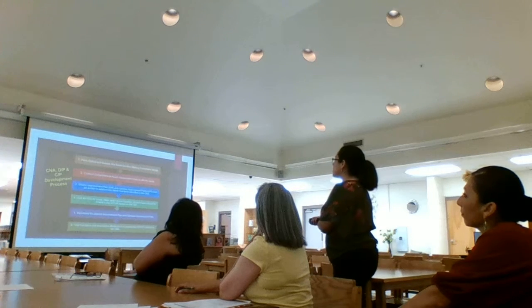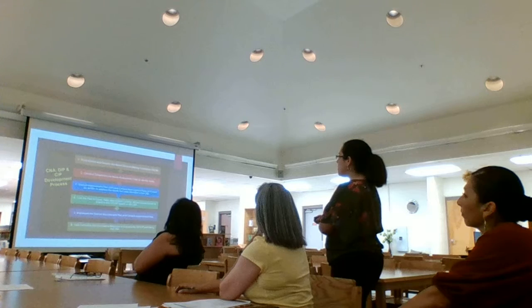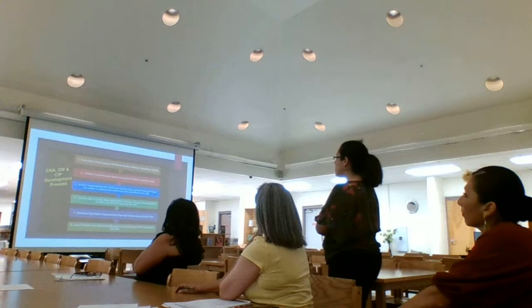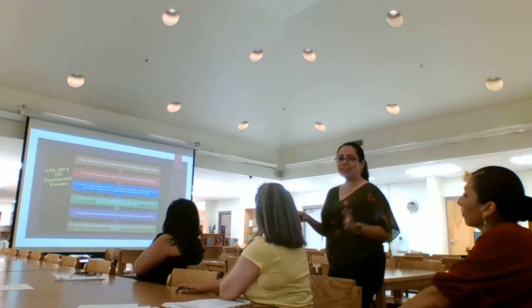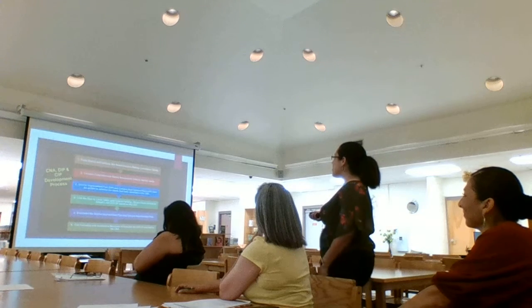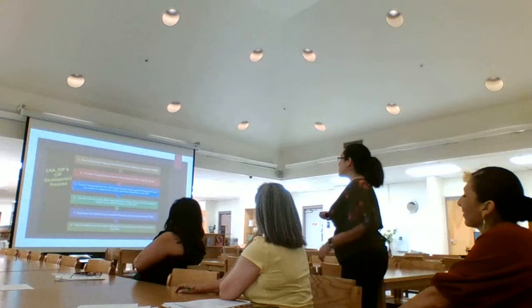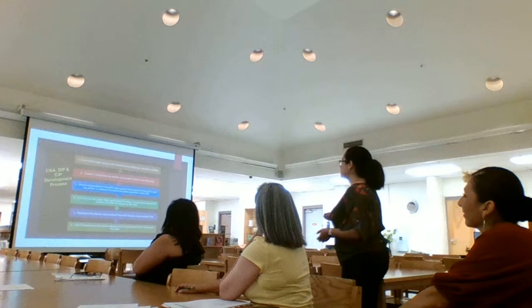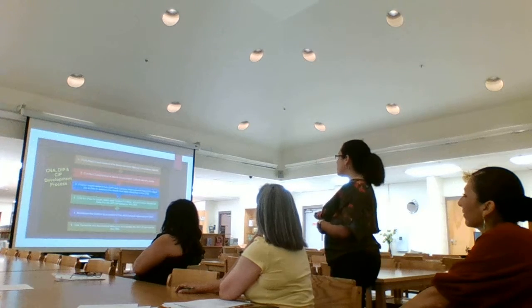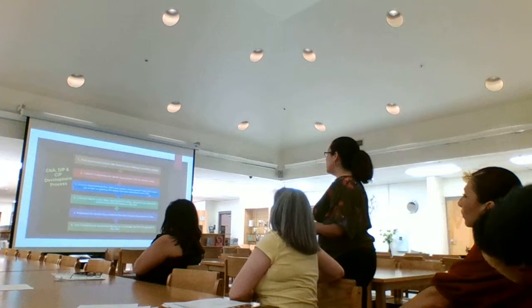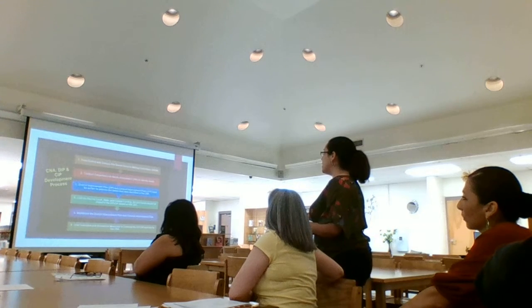Okay, so the process of the CNA, DIP, and CIP development process. So first you form district and campus site-based decision-making committees. We're already on the right track because we're all here. Second, you conduct a comprehensive needs assessment of the CNA to identify the needs. Then you have district improvement plan and campus improvement plans.